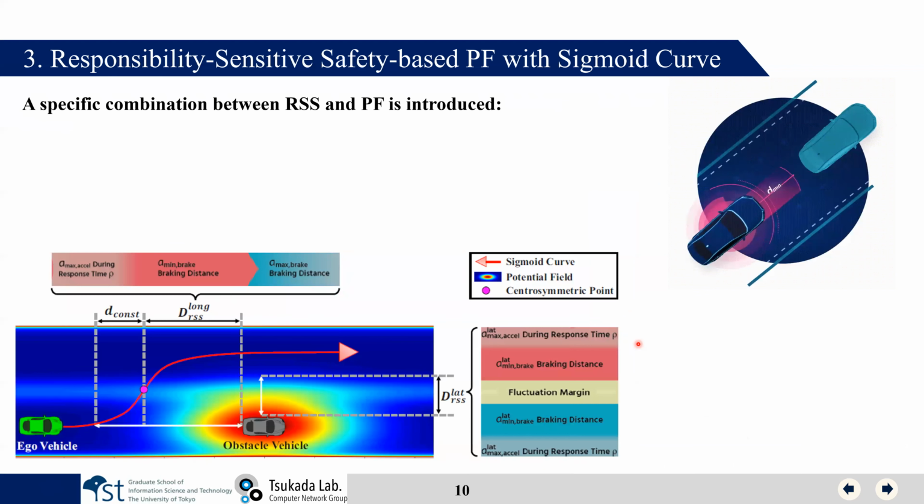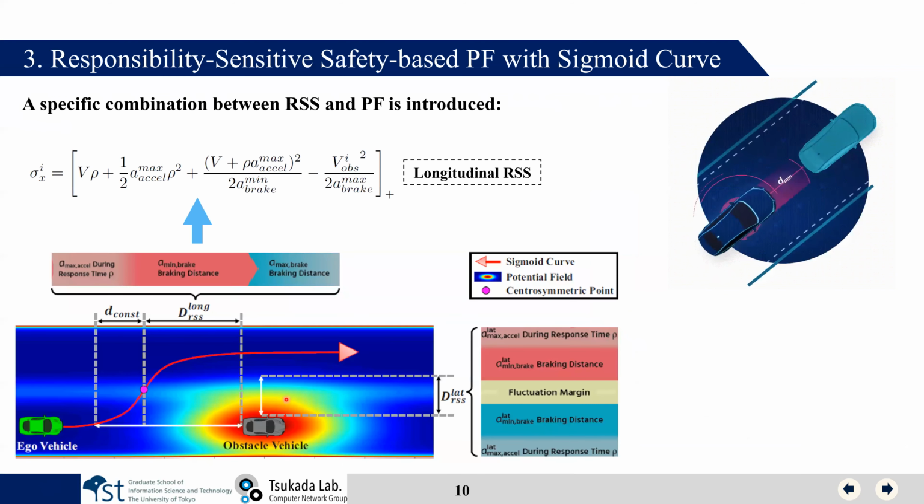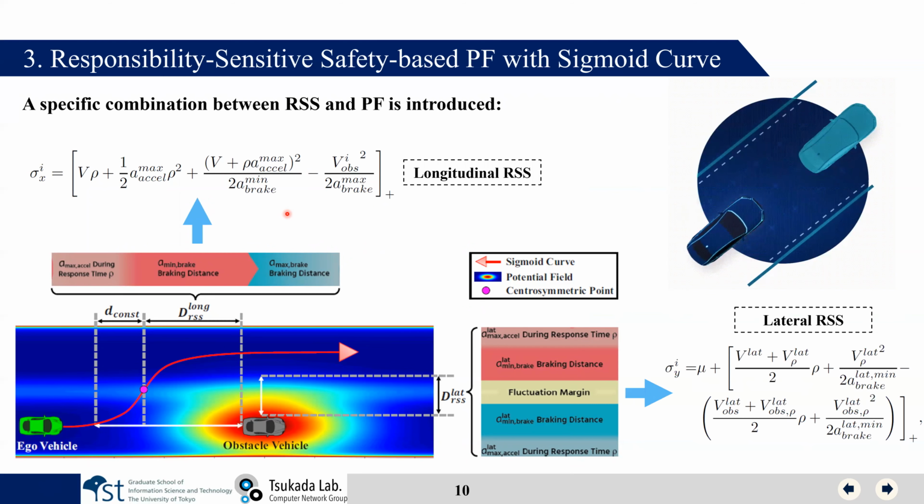So based on this kind of model, we combine it with the potential field. So we apply the longitudinal RSS and the lateral RSS inside of the potential field. So here is the longitudinal RSS formulation. The details are explained in the paper. So if you are interested, you can refer to the paper.